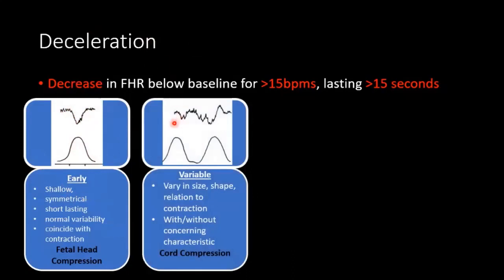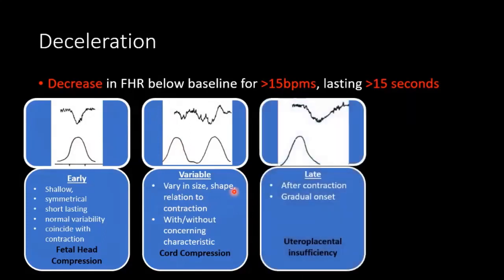Next, we have variable deceleration. The name variable means everything varies in size, in shape, and in relation to the contraction. We further classify it into with or without concerning characteristics, which I'll talk about in a while. And this usually is because of cord compression.